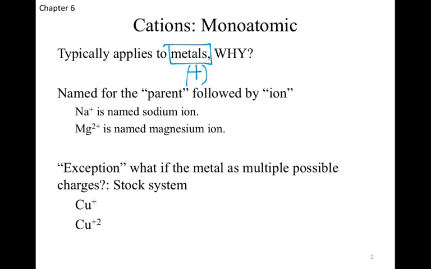Naming cations is pretty simple. What we're going to do is specify the parent name of that element or the symbol, and then we'll follow it up with ion. So the two examples given here would be Na+, which is sodium ion, or Mg+2, which is named as magnesium ion. Okay, so what we're trying to do is specify as much information as we can. So when we look at sodium ion, we provide our symbol, and then that ion necessarily implies that it is going to be a charged species.